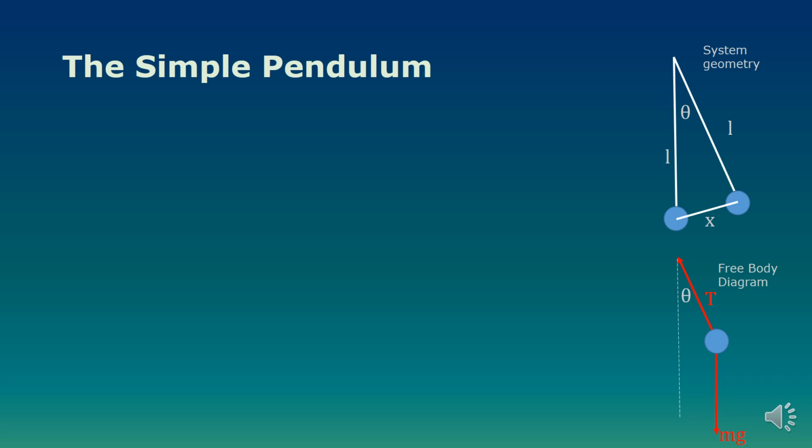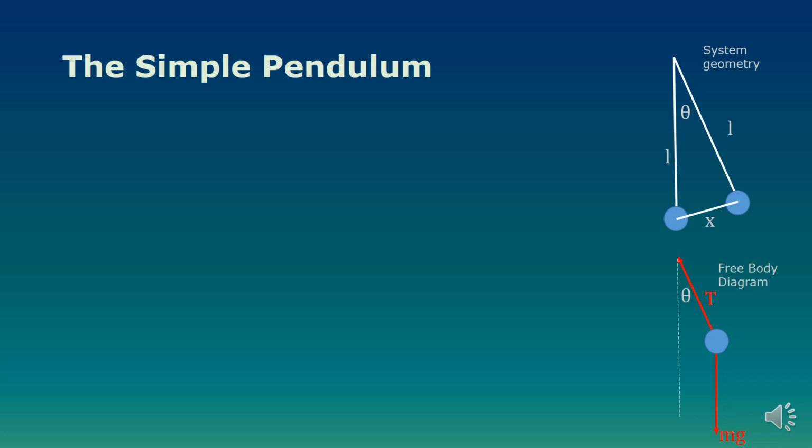Now, unfortunately, the maths behind the pendulum is not quite as simple as the spring mass system. So we've got the pendulum in equilibrium when the bob is hanging just below the point of suspension. When we displace it, we get the system as shown in the diagrams on the right. The geometry of the system is shown in the top diagram, and the free body diagram of the system is shown in the bottom.